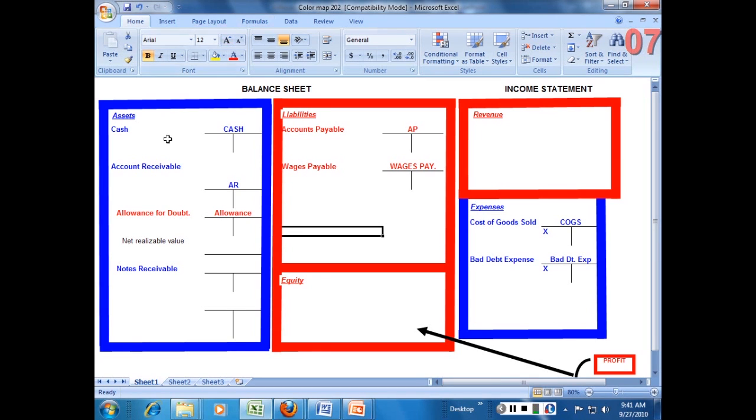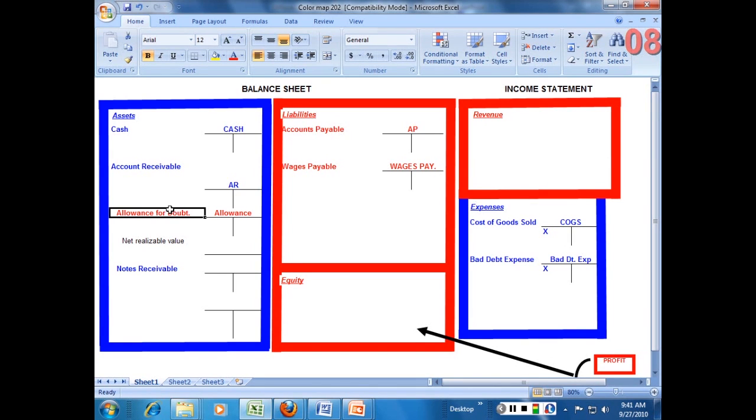shown right here. The contra is going to be called allowance for doubtful accounts. It could be called allowance for bad debt. It could be allowance for uncollectible accounts. They use a lot of different phrases, but they use that word allowance consistently. It is a contra. It lives in asset territory.